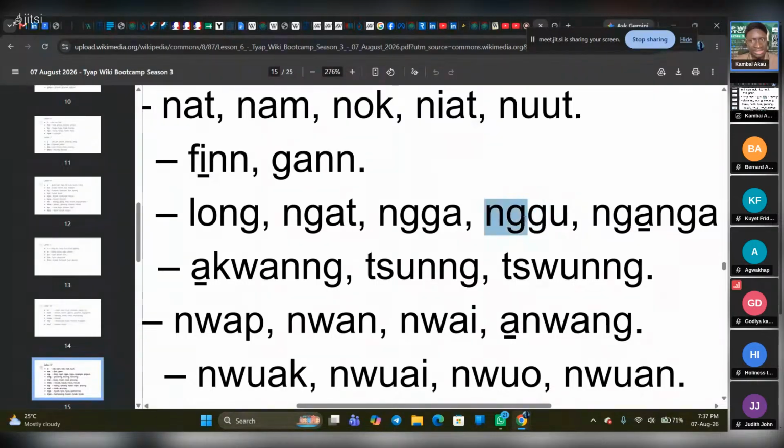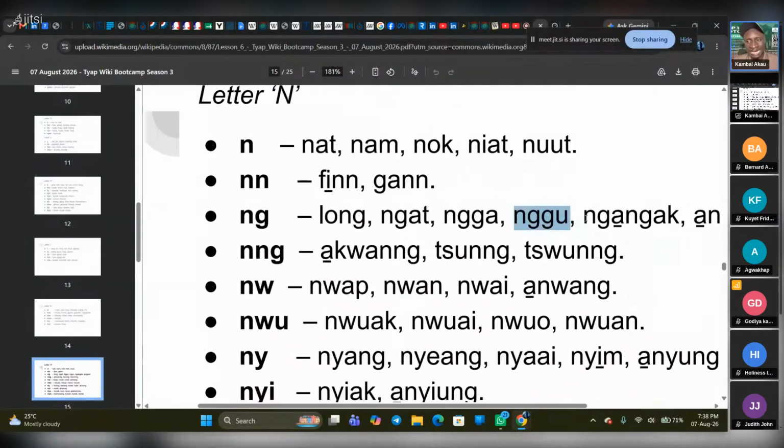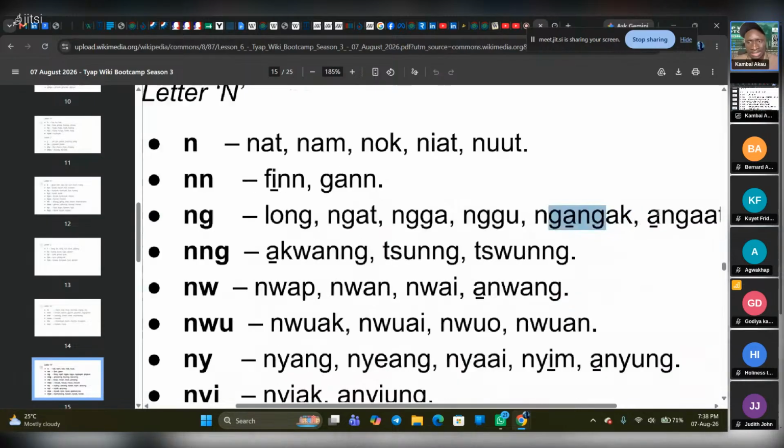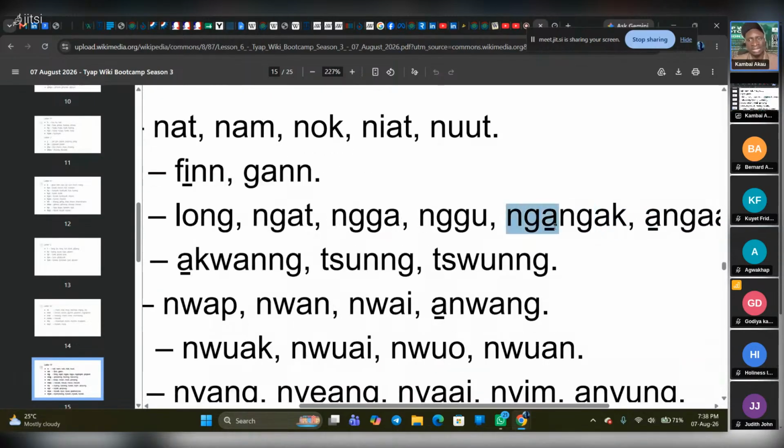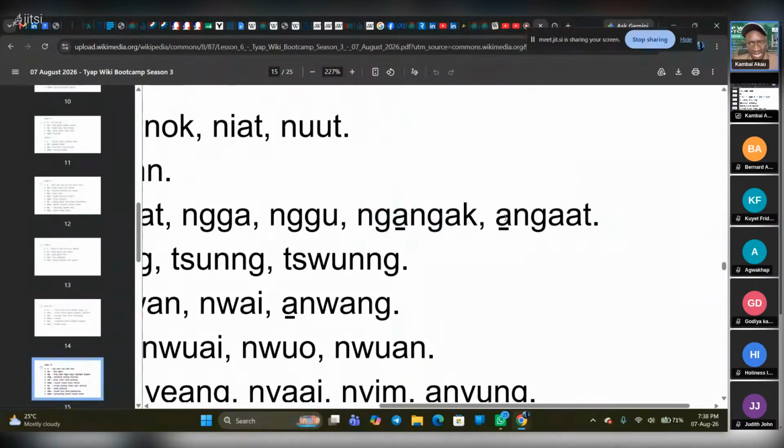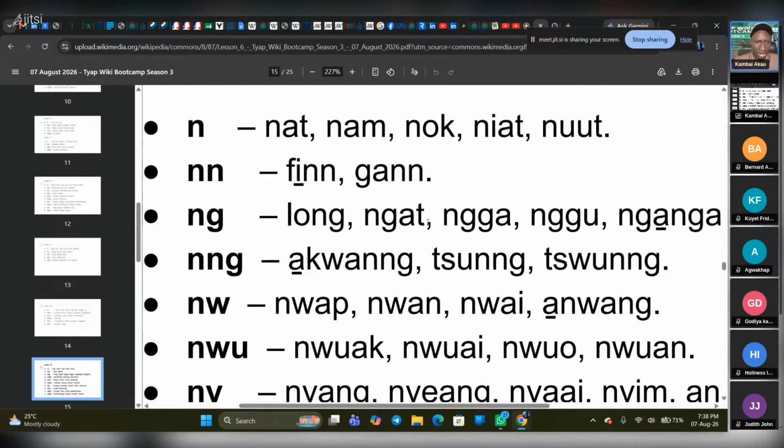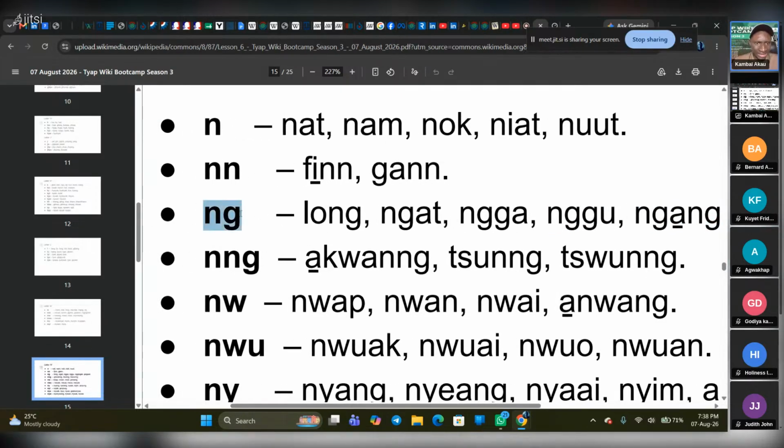This is ng. Then we have g. Then we have u. So ngu. Then we have ngak, nga, ngak. This is not ngangak. This is ngak. And then we have ngat. This is n, and then long monophthong r sound, and then t sounds. So ngat.